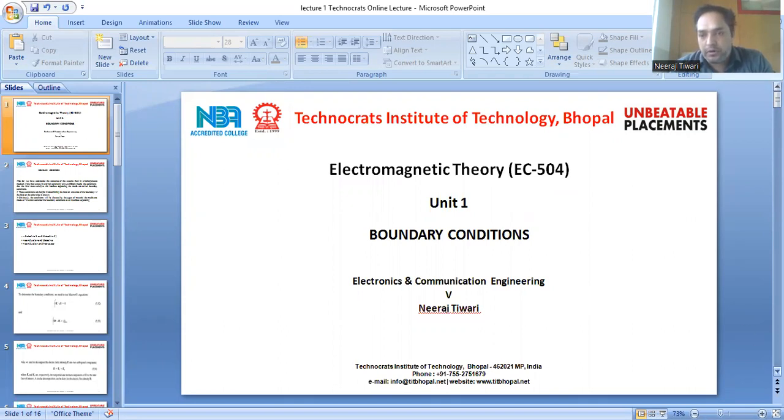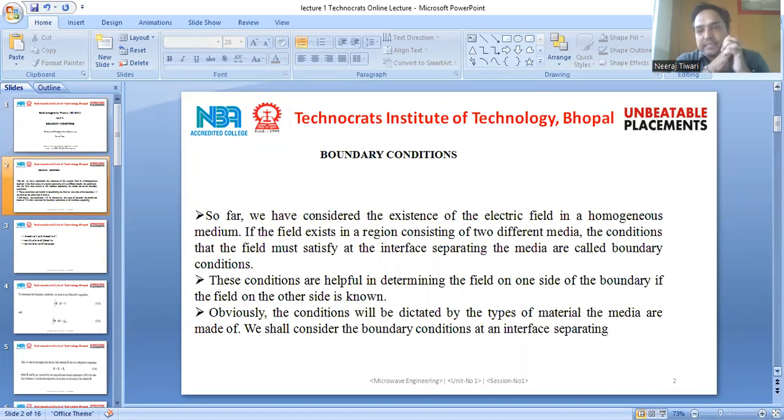So far we have seen electric field intensity in a homogeneous medium. Homogeneous medium means a medium where you have a uniform electric field intensity. But now we are going to see electric field intensity in a different medium. So how will you calculate electric field intensity if you know the electric field intensity on one side? These boundary conditions are very helpful in determining the electric field intensity on one side if the field on the other side is known.